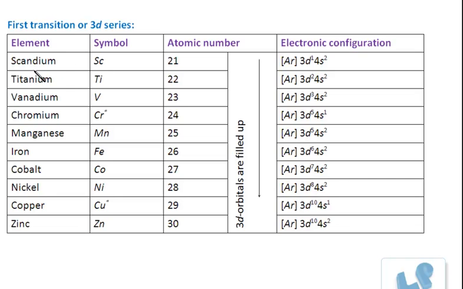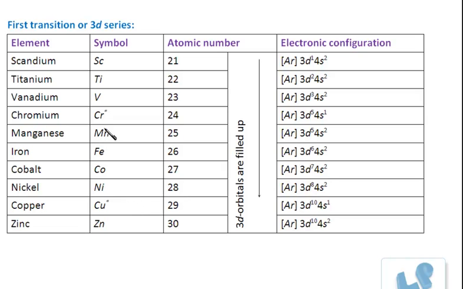These are the elements of the 3d series: scandium, titanium, vanadium, chromium, manganese, iron, cobalt, nickel, copper and zinc. Their atomic numbers run from 21 to 30. The configurations run from 3d1 4s2 to 3d10 4s2. Now there are two elements which have anomalous electronic configurations.